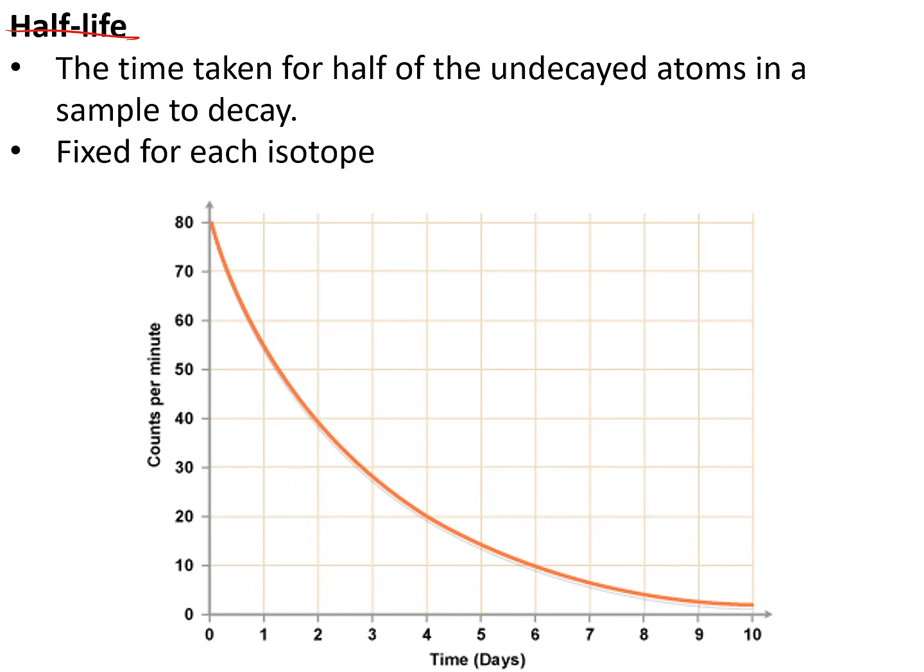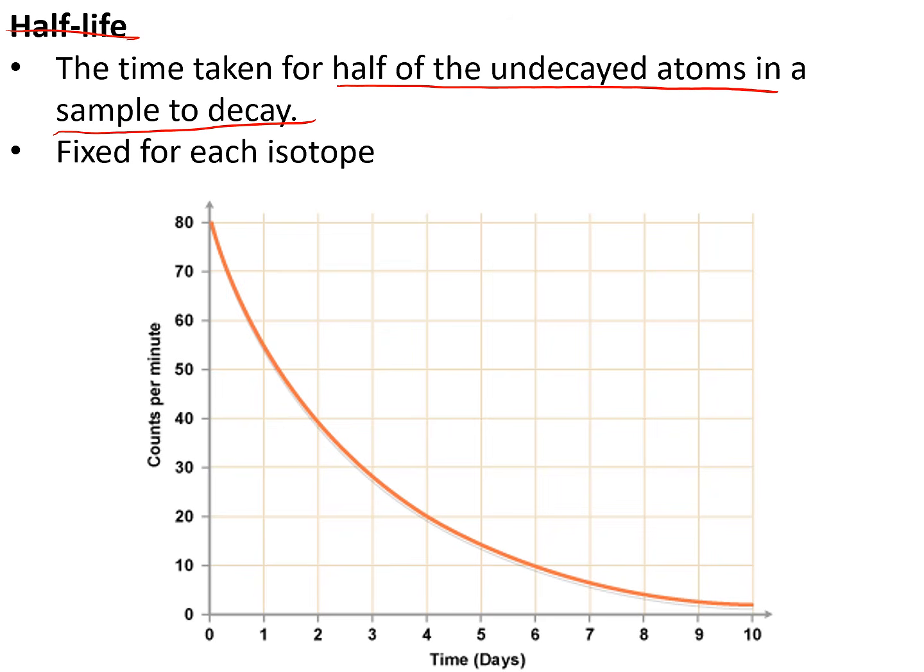The half-life of a substance is the time it takes for half of the undecayed atoms in the sample to decay, and that is a fixed number for each isotope. The higher the half-life, the less radioactive something is, the shorter the half-life, the more radioactive it is. To find the half-life from a graph is super easy.